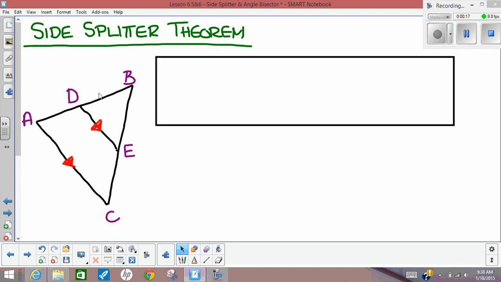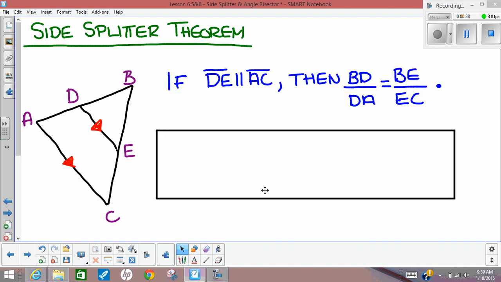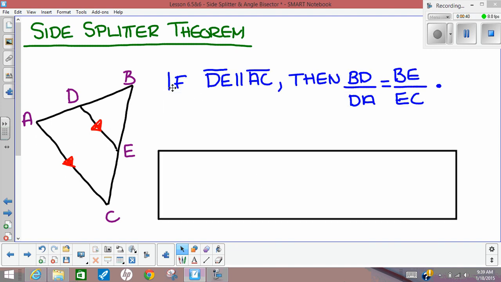And we have this big triangle ABC, and you can see segment DE going through the triangle and intersecting it at point D and point E. These two red arrows, remember, mean that this segment DE and this segment AC are parallel. And so when we have that situation, we have a relationship. So if those two line segments are parallel, then we have this proportion.